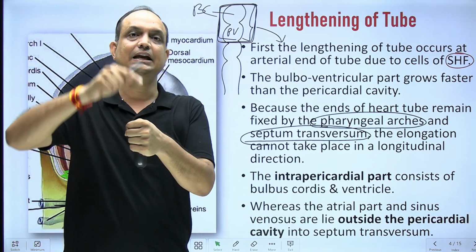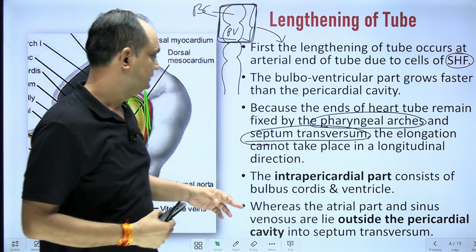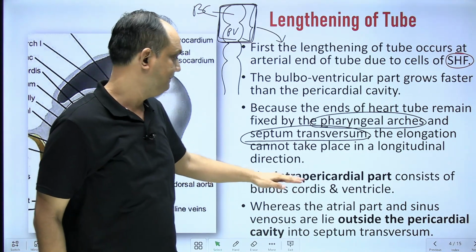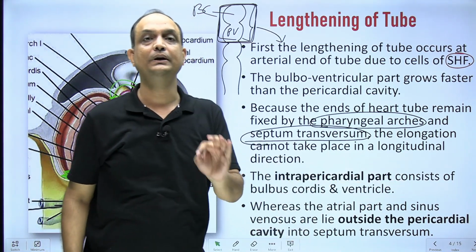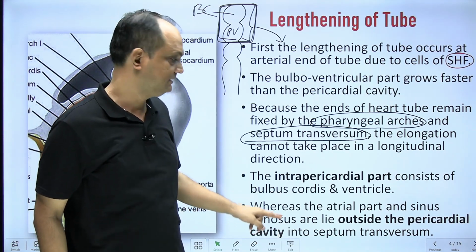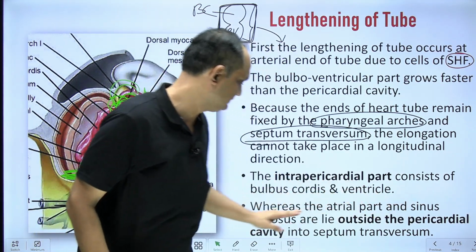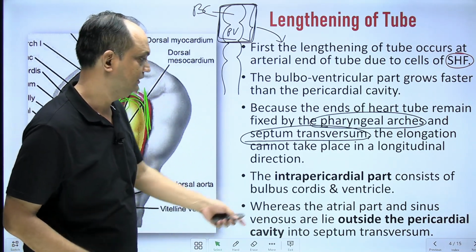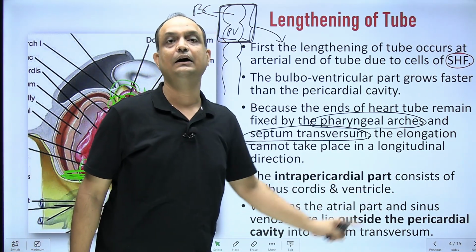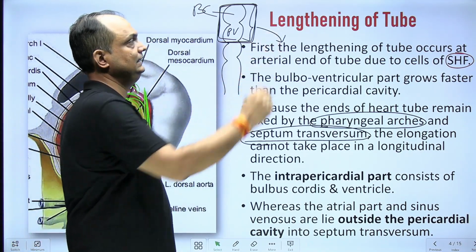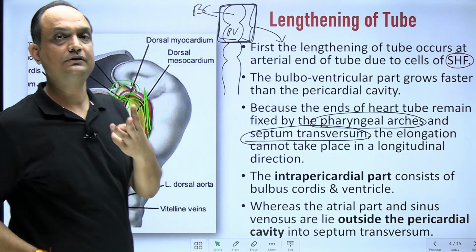So initially the bulbus cordis and primitive ventricle are known as the intrapericardial part of the tube, and the remaining two, the primitive atria and the sinus venosus, initially lie outside the pericardial cavity. So they are known as the extrapericardial region. Clear?